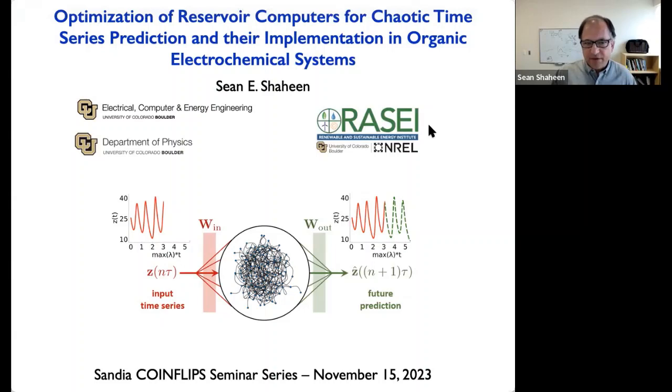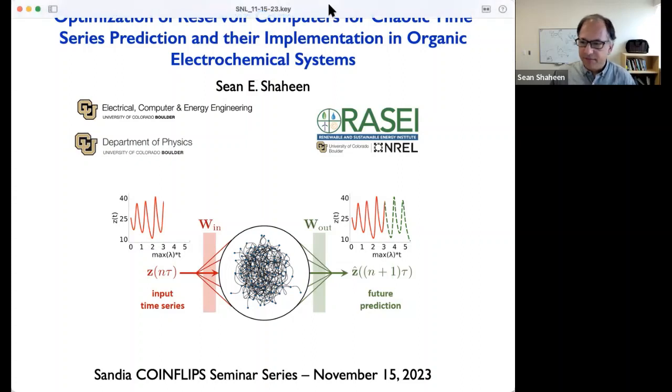So I'm going to tell you a story about some recent interests in reservoir computing, both in theory and optimization, and also a bit in the physical implementation of these systems. And I hope it relates to some of the COINFLIP efforts. I'm not super familiar with everything going on in COINFLIPS, but maybe it could start a discussion and lead to further ideas down the road. So I'll hopefully keep this informal. If you do have questions, please raise a hand, throw up in the chat, and feel free to interrupt me.